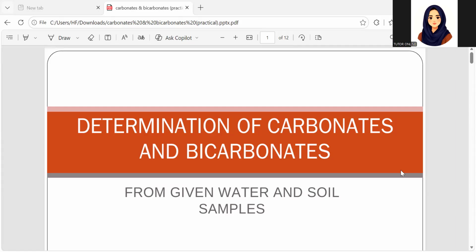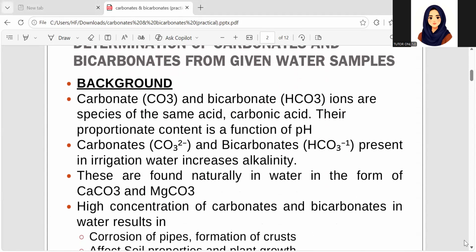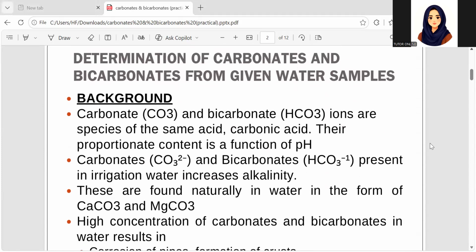Hello. Today's topic is determination of carbonates and bicarbonates from given water samples and soil samples. Now I will tell you how to determine carbonates and bicarbonates from given water samples. We will start with the background.